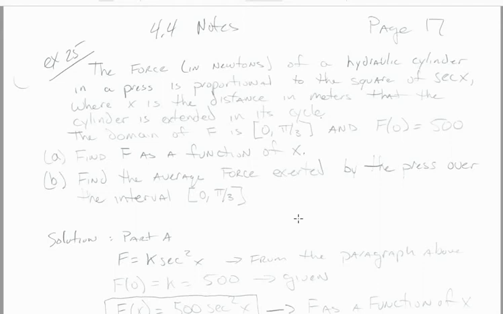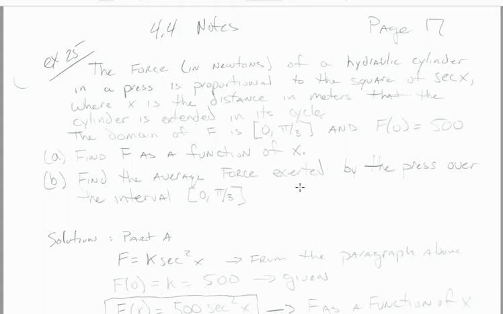So example 25. The force in newtons of a hydraulic cylinder in a press is proportional to the square of secant x, where x is the distance in meters that the cylinder is extended in its cycle. The domain of f is 0 to pi over 3, and f of 0 is 500. Well, now we got some initial conditions, and we have an interval that we have to go through. Alright, so part A asks us to find f as a function of x, and part B, find the average force exerted by the press over the interval. Well, average force means what? The average value theorem is what we're most likely going to apply as we go through this.